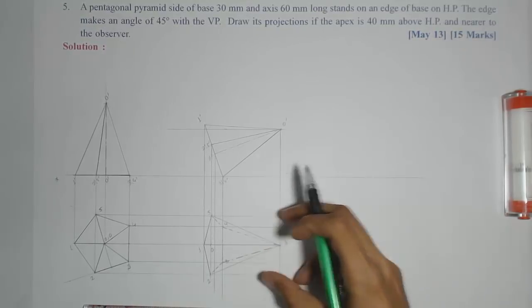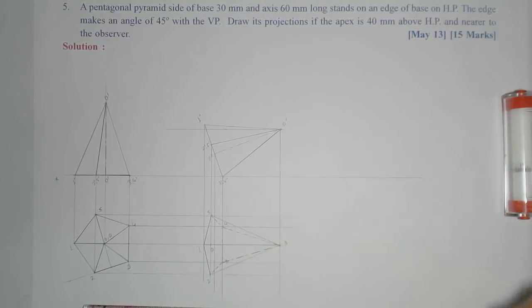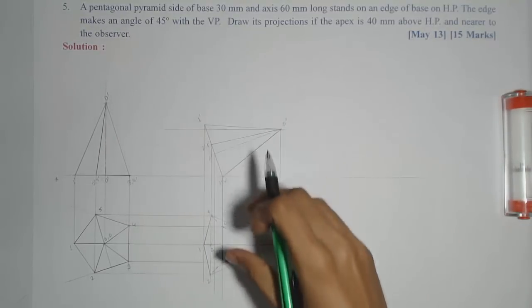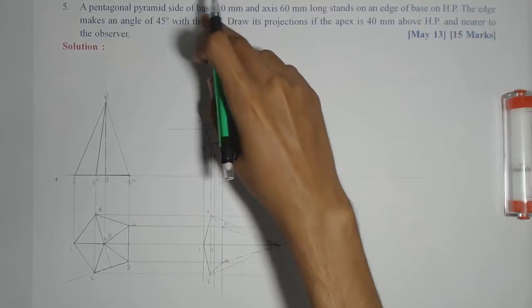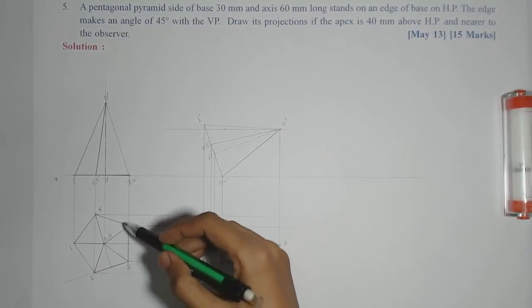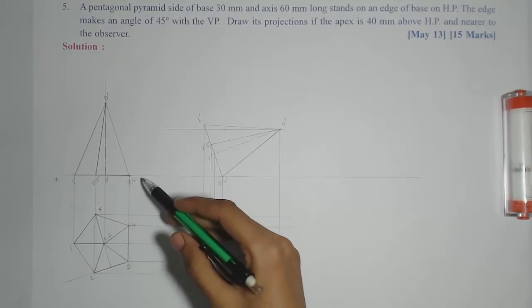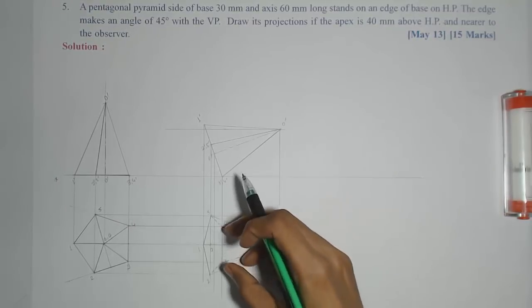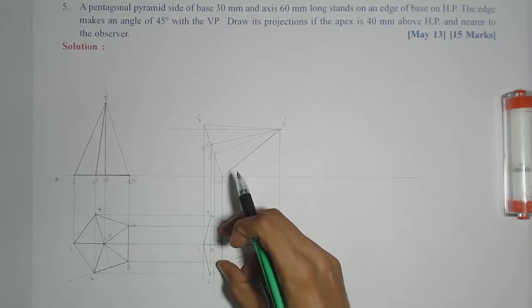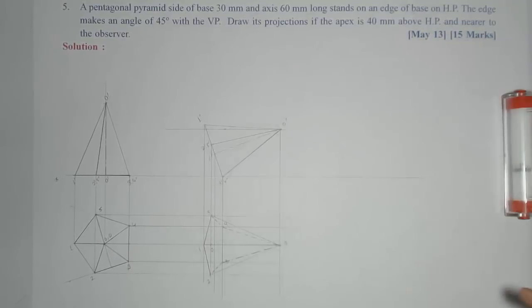So we need to redraw this top view such that the edge makes an angle of 45 degrees with the VP. Because while redrawing the top view, we need the condition with the VP. Now the edge is the same edge which is kept in the HP initially, that is 3 4 dash 4 dash, which I am getting again here. So which is giving me again the true length.